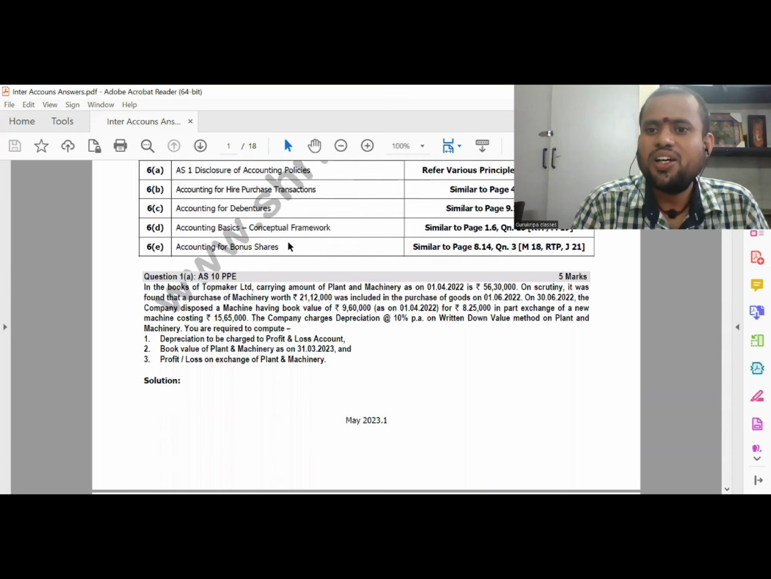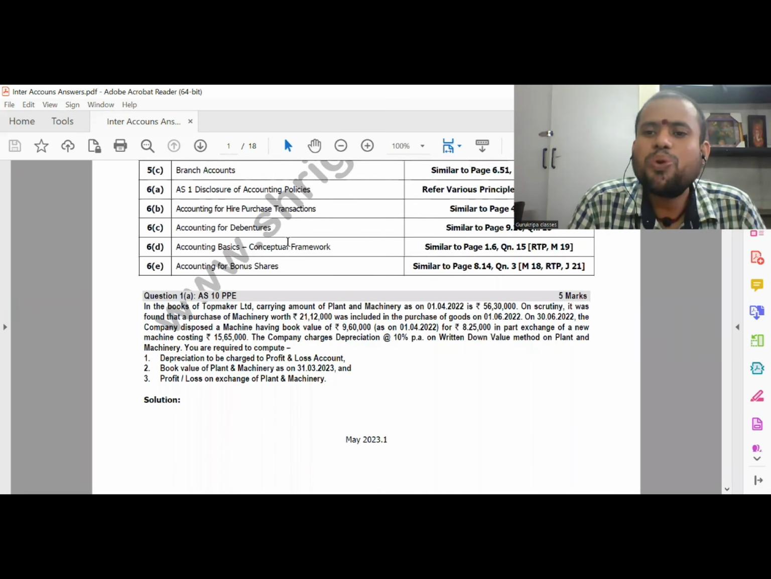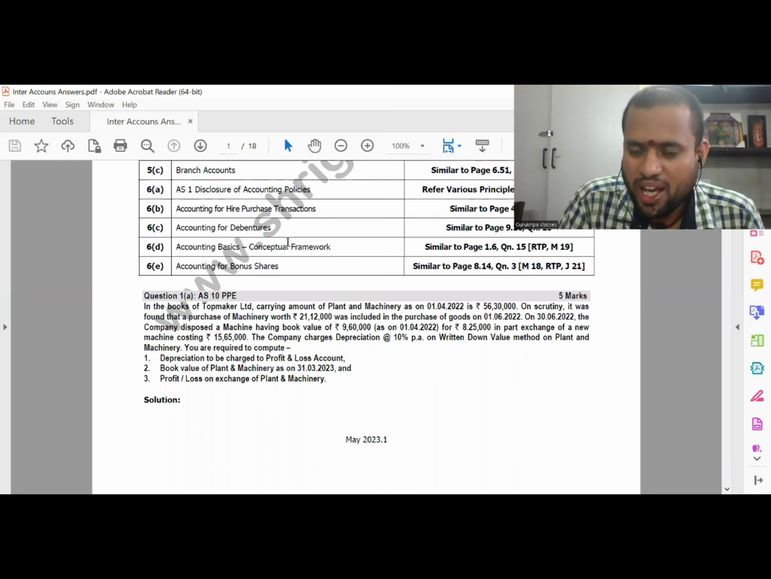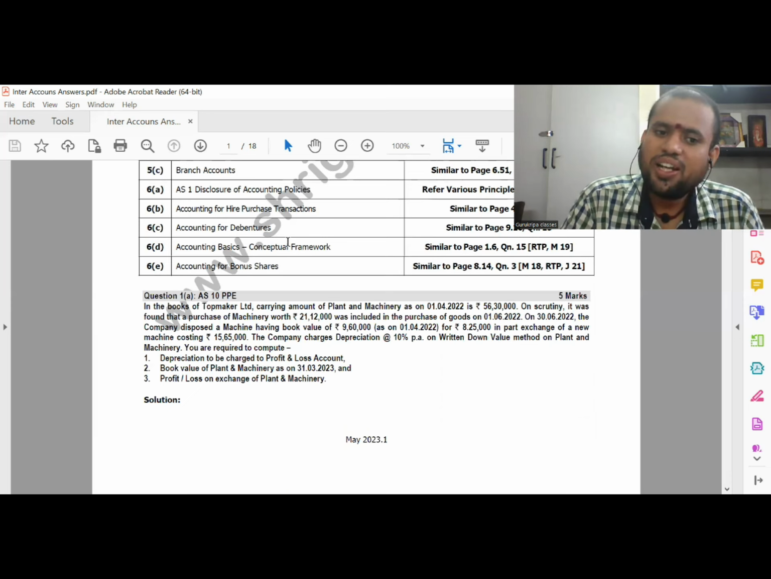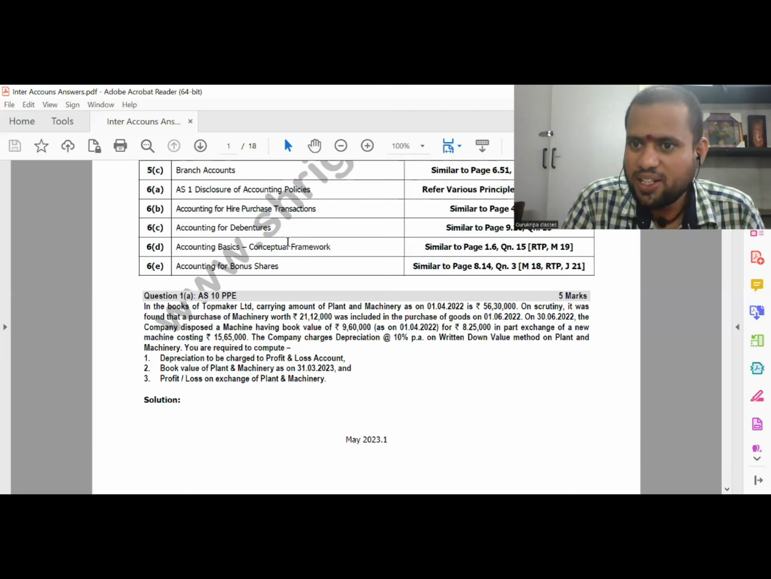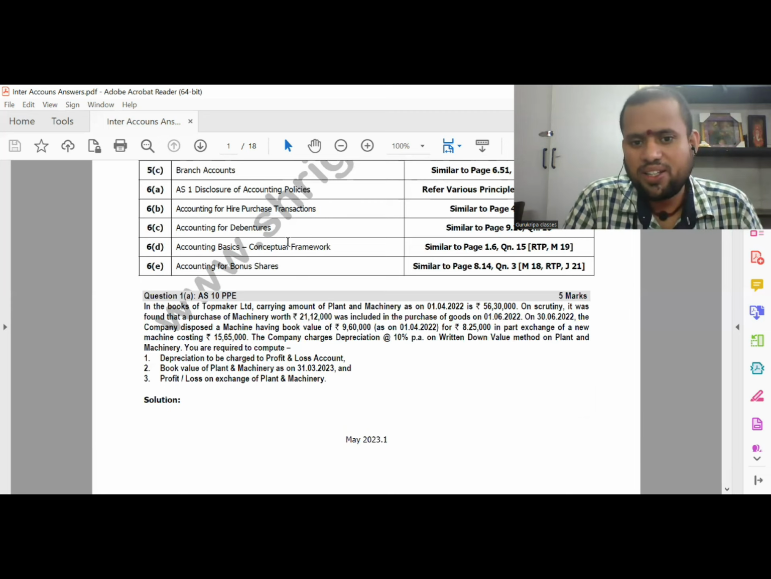First question. Actually, it is a foundation level question. We just have to compute the months, how many months the PPE has been used, and for those months we have to provide depreciation. That's it. So, foundation level question. In Inter, you can relate this with single entry also. Similar adjustment is already there in single entry. And in AS 10 PPE also, you can relate this.